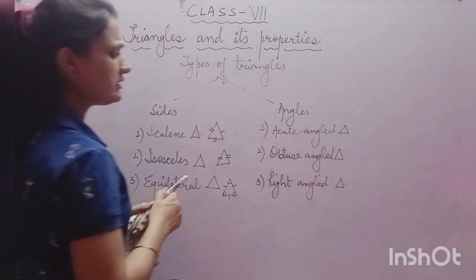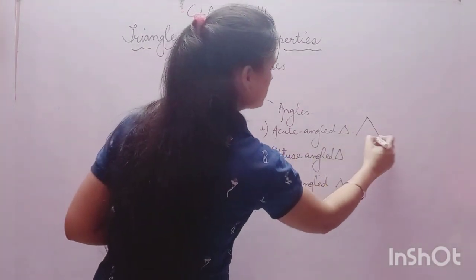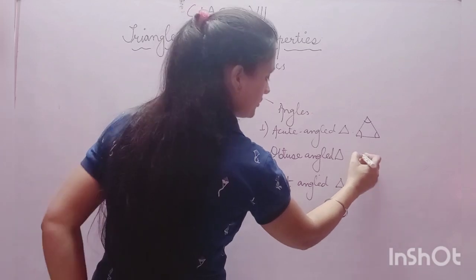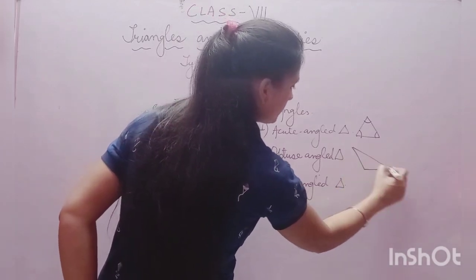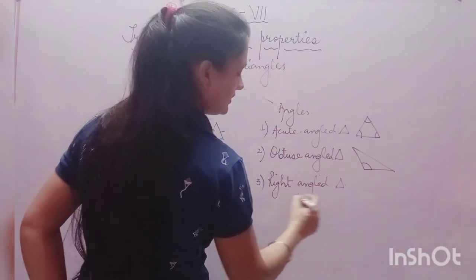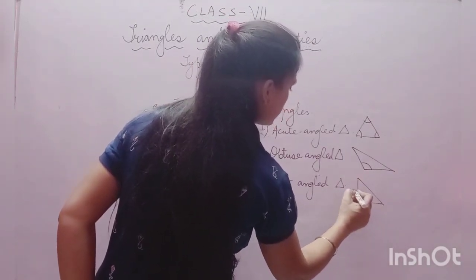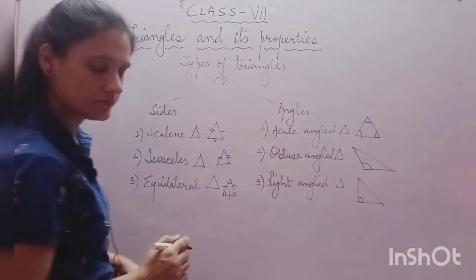Now, acute angle triangle: a triangle in which all the angles are less than 90 degrees. Obtuse angle triangle: one of the angles should be greater than 90 degrees. Right angle triangle: one angle should be of measurement 90 degrees, right?